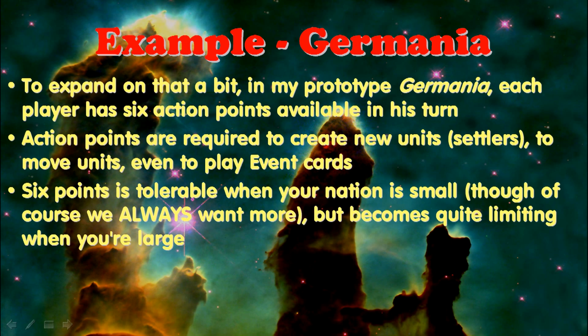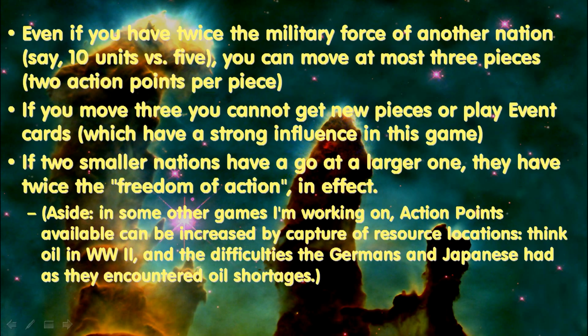For example, in my prototype Germania, which is about Germanic tribes surviving in the ruins of the Roman Empire, each player has 6 action points available in his turn. The action points are required to create new units, settlers, to move units, even to play event cards. The event cards have an action point cost. 6 points is tolerable when your nation is small, but becomes quite limiting when you're large.